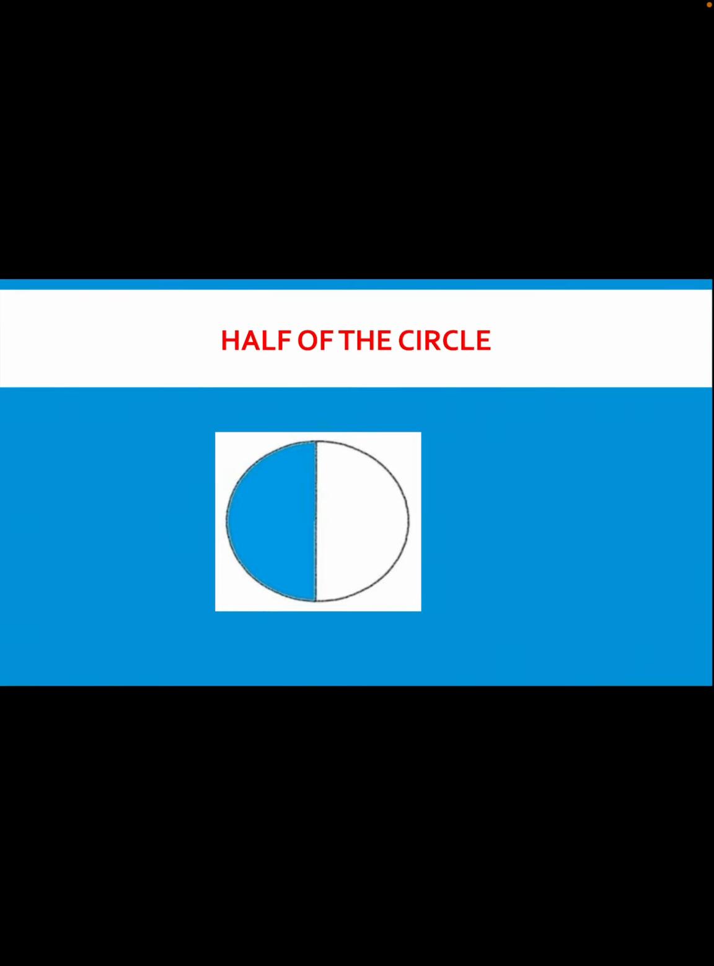Now come to this part, half of the circle. This is the blue part. You can easily see that the blue shaded part of the circle is half, and the white part of the circle is also half. So this is the half of a circle, and in a fraction, while writing half, you can write it as 1/2. In a fraction, there are two parts. The upper part is called the numerator, and the down part is called the denominator.